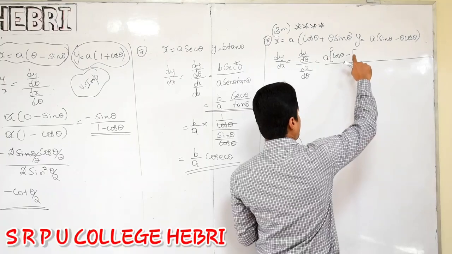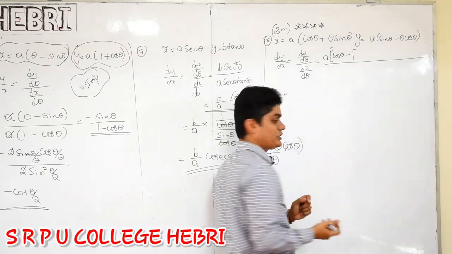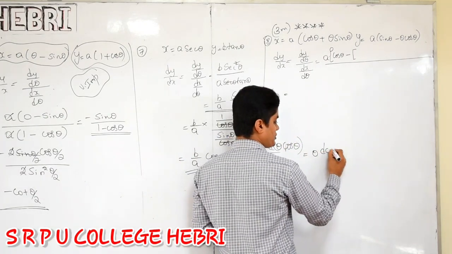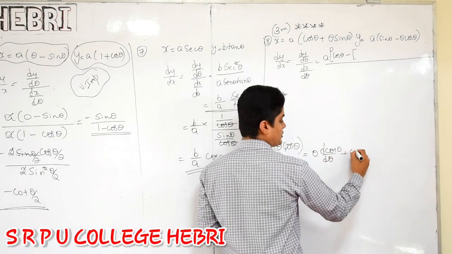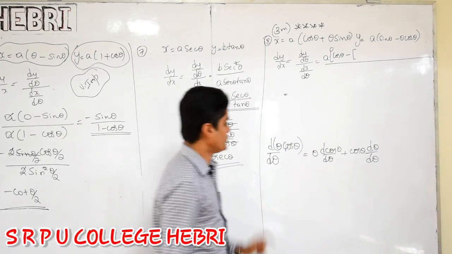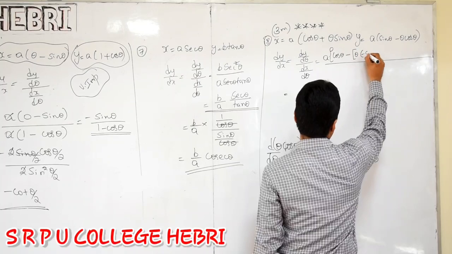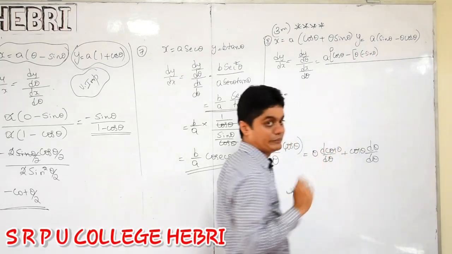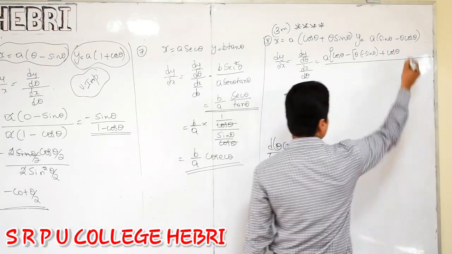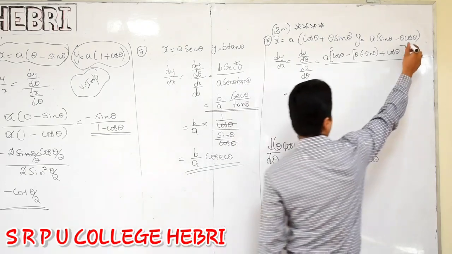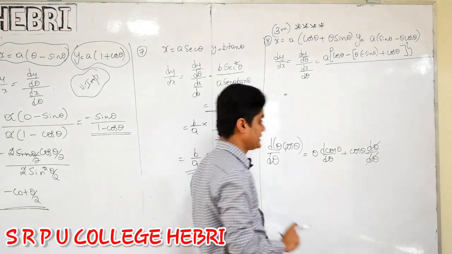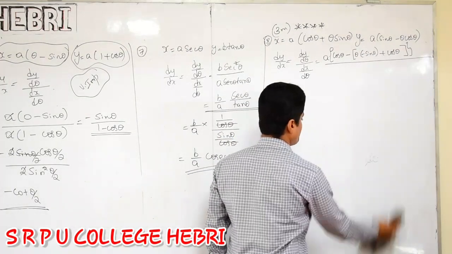So put 1 bracket. Since in the product rule there are 2 terms, put 1 bracket. What is the product rule? u into differentiation of v plus v into differentiation of u. I hope you remember this. So what is the answer? Theta into, what is the differentiation of cos theta? Minus sin theta. Since minus is there, put 1 more bracket, plus cos theta into differentiation of theta with respect to theta, which is 1. Close this bracket. I hope you understood. Theta cos theta is a product of 2 terms. Don't differentiate directly, you should differentiate using the product rule.